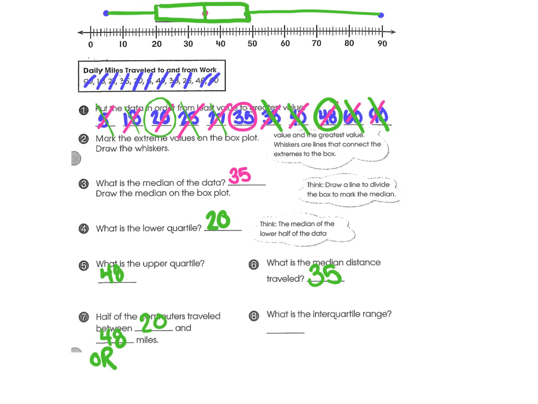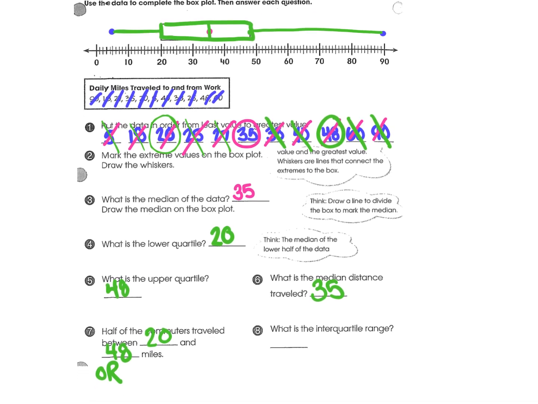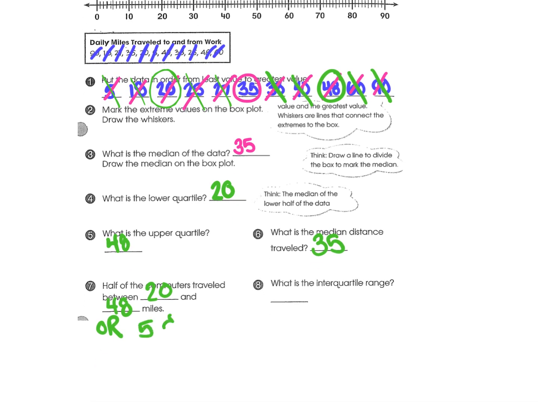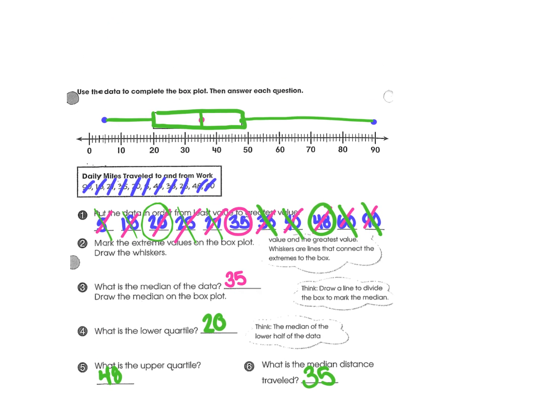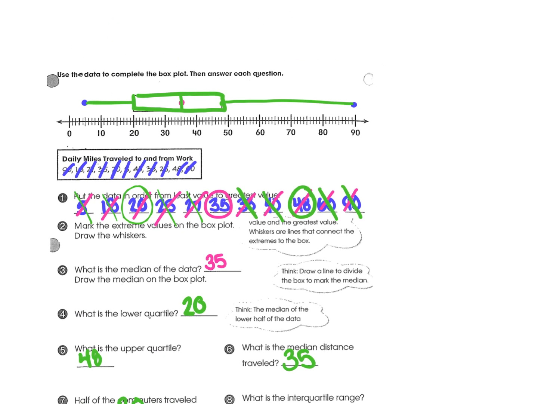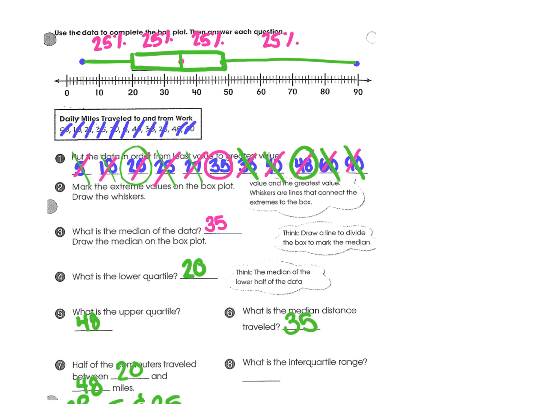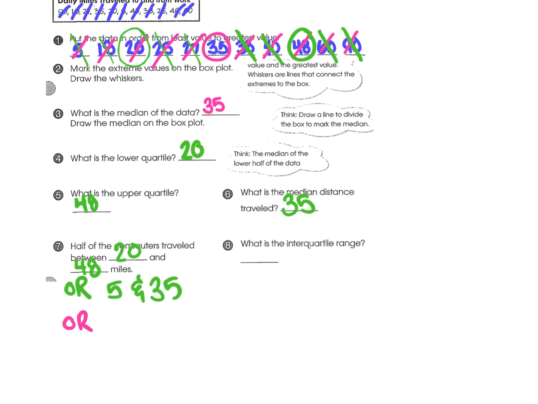What if it was the bottom 50%? What would I say the bottom 50% were between 5 and? 20. No. 5 and 35. So remember, each section represents 25%. So if I'm looking at 25% for each of these, I'm looking for 2 sections. So that's 5 to 35, the median. What if I wanted the upper half of the data? The upper 50% traveled between, Anaya? 35 and 90. So any of those combinations would have worked there.